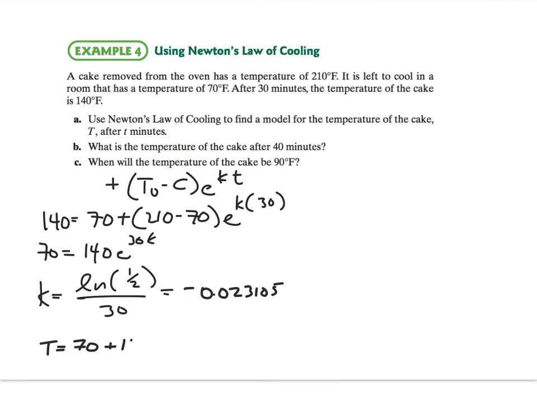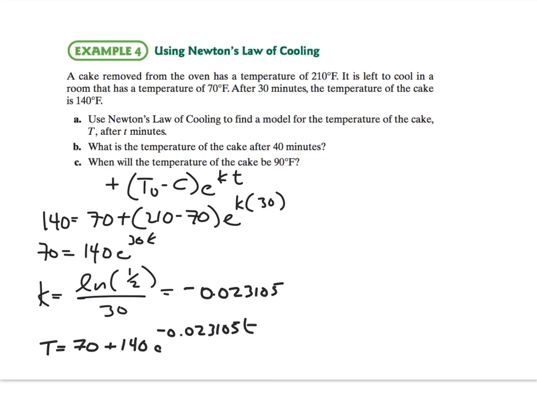So our model of this is going to be T is equal to 70, because that's our room temperature, plus, and we can just write 140 here, because that's always going to be our initial temperature minus our room temperature, e to the negative 0.023105 t. So that's our model.